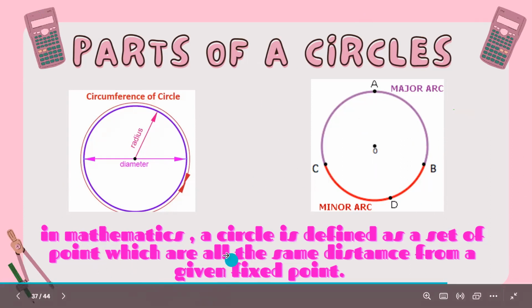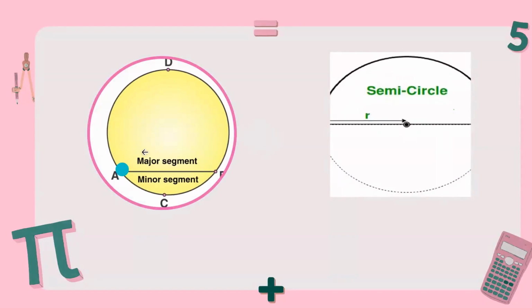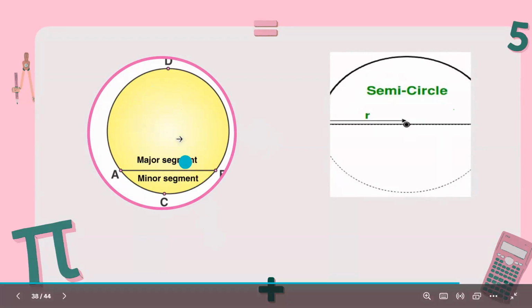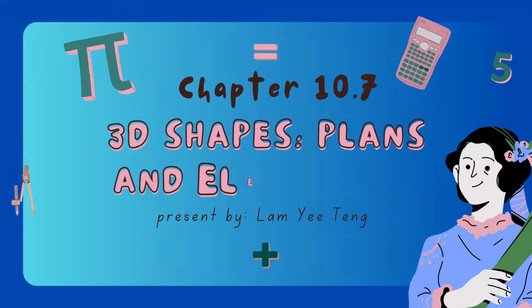And in mathematics, a circle is defined as a set of points which are all the same distance from a given fixed point. And this is the major segment and minor segment. The part above the line is the major segment and the part below is the minor segment. And this is the semicircle, which is half of the circle. Okay, that's all from me.